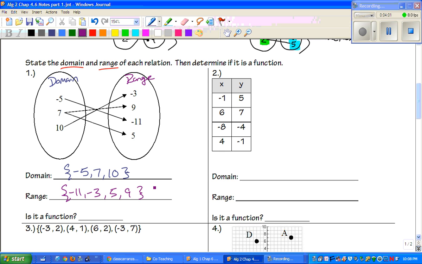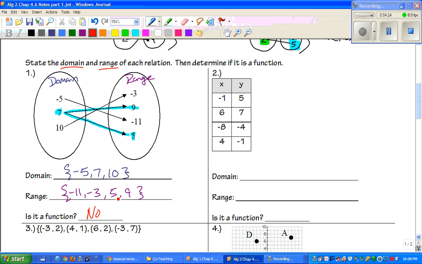Now, is this a function? Yes or no? Well, take a look at the 7 right here. The 7 goes to 9, but it also goes to 5. And we can't have that. So is this a function? No, it is not.